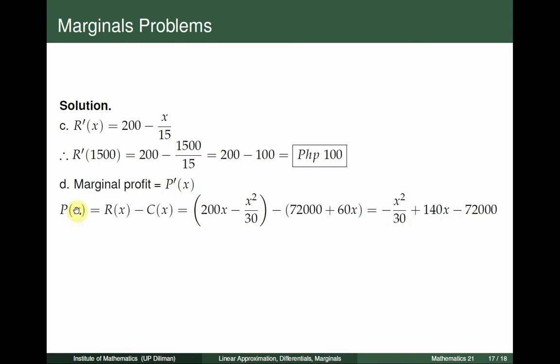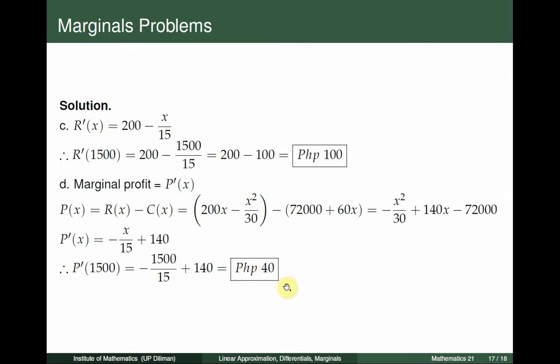What about the marginal profit? Marginal profit is p prime of x, and it's obtained by taking the derivative of p of x. So the marginal profit is negative x over 15 plus 140. So finally, what is the marginal profit at x is 1,500? It's p prime of 1,500, and it is easily obtained by substituting x equals 1,500 into the marginal profit function. So we have p prime of 1,500 is equal to negative 1,500 over 15 plus 140, or 40 pesos. Okay, that was a long one. Let's take a longer moment to digest the solution.